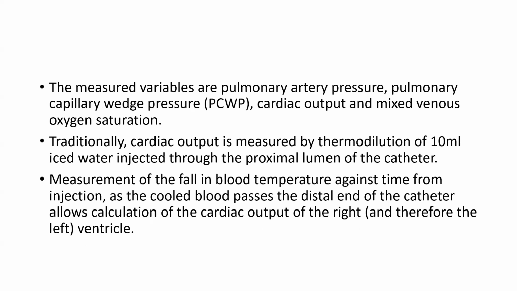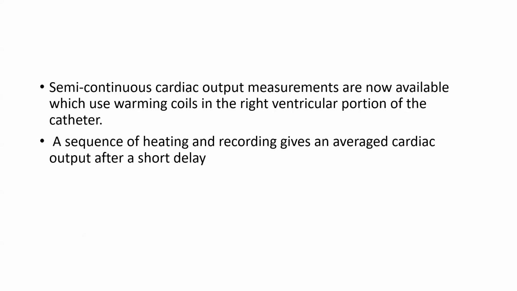Traditionally, cardiac output is measured by thermodilution of 10 ml ice water injected through the proximal lumen of the catheter, and measurement of the fall in the blood temperature against the time from the injection, as cool blood passes the distal end of the catheter. This allows the calculation of cardiac output of the right ventricle. Semi-continuous cardiac output measurements are now available, which use a warming coil in the right ventricle portion of the catheter. The sequence of heating and recording gives the average cardiac output after a short delay.